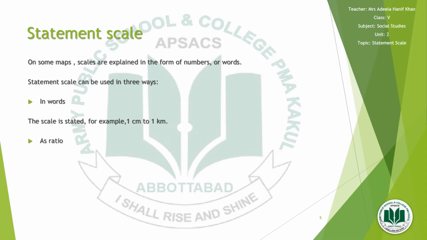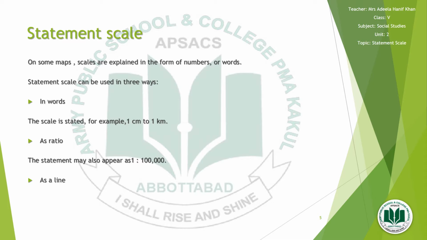Second is as ratio. The statement may appear as 1 ratio 100,000, which means 1 centimeter on the map represents 100,000 centimeters on the ground.